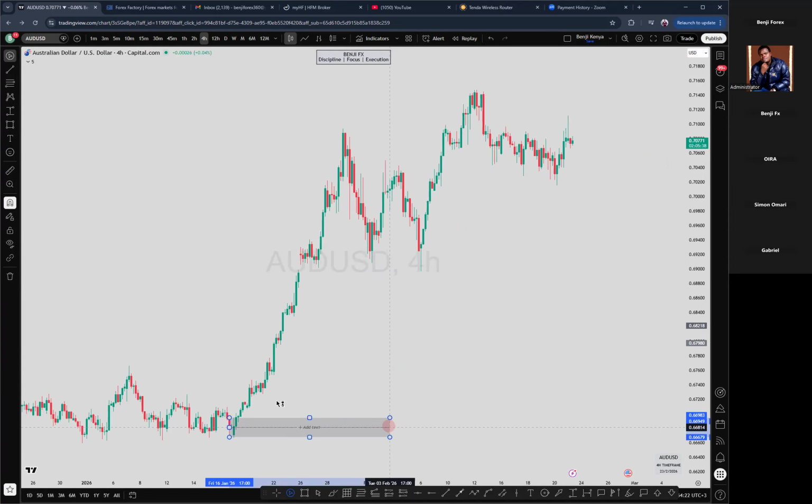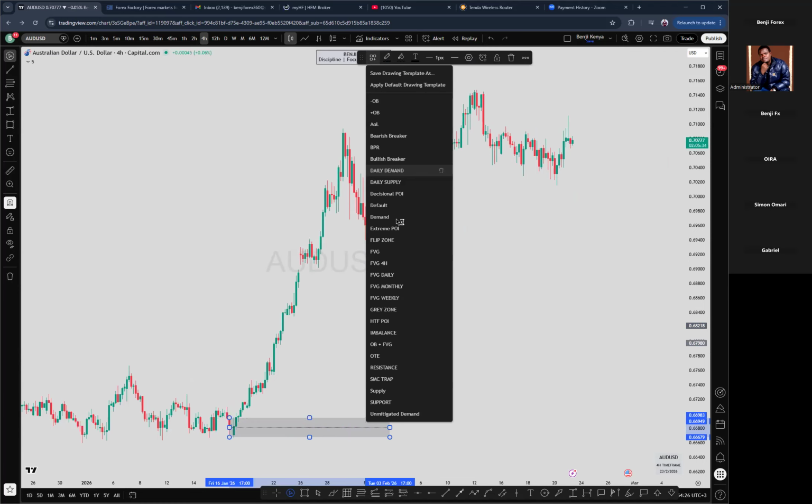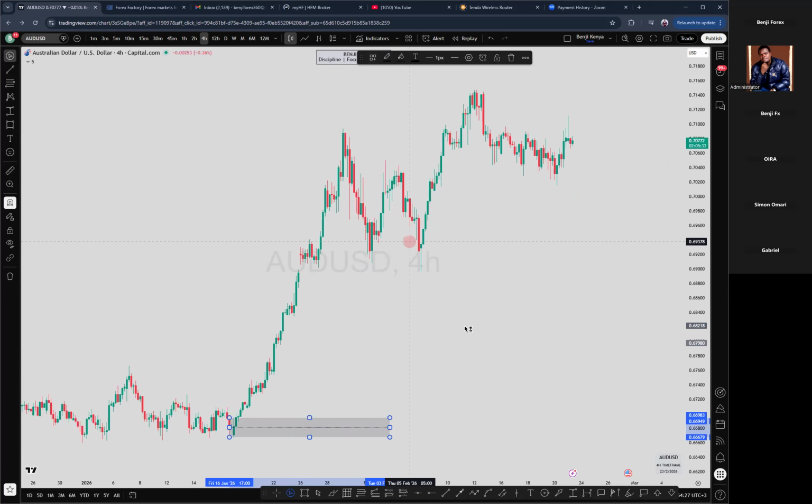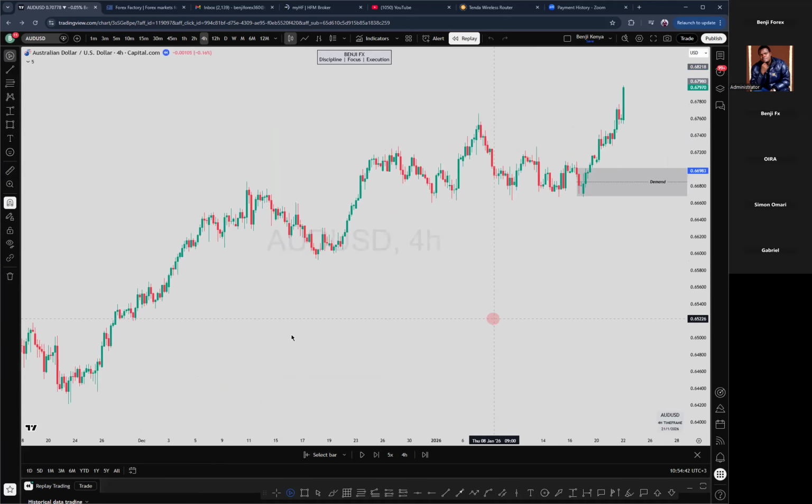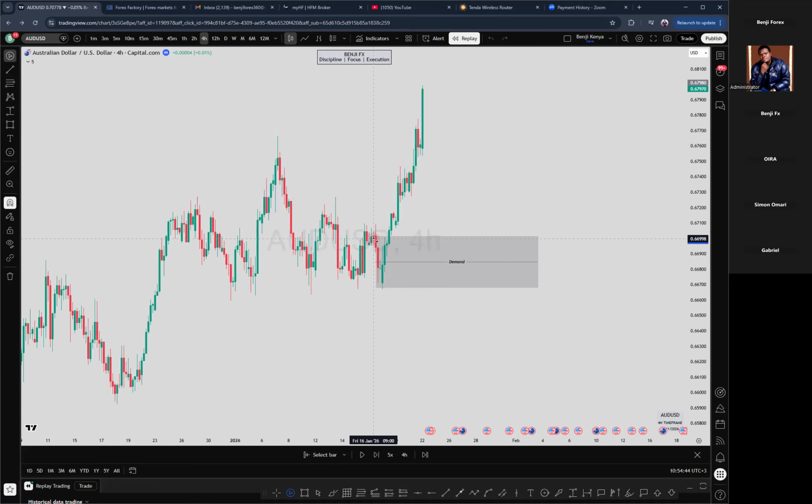Remember, with these areas of supply and demand, the market can come to them, or the market can decide not to come to them. So that's the first demand area that we have on the H4. Then from there, I want us to check this. Let me just use a replay from this particular area. All right, very good. Now the market started pushing from here.